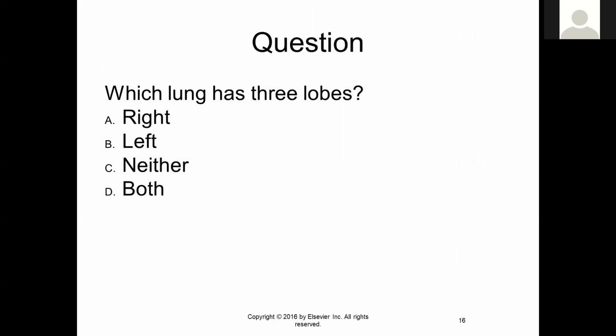So just to review, which lung has 3 lobes? That is the right lung, because the left only has 2, thanks to the heart's presence.